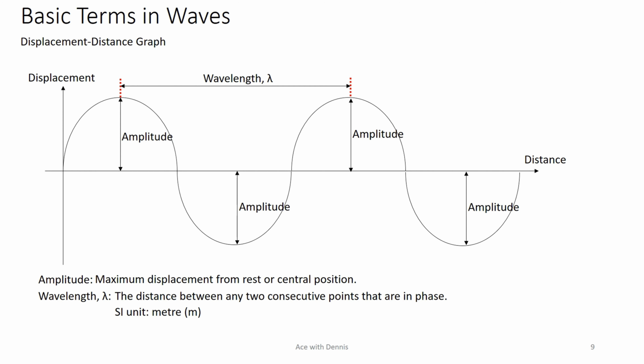The second pair of two consecutive points that are in phase is the trough to trough, and this distance is the wavelength as well. The third pair of two consecutive points that are in phase is from the origin to another 0 degrees here. So from this point to this point, this is also the wavelength.